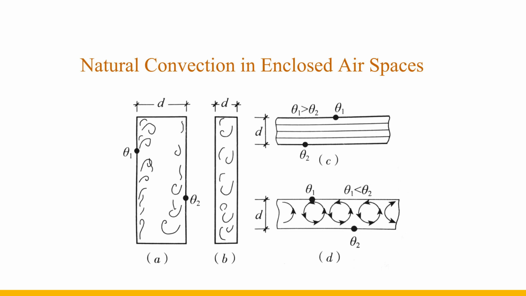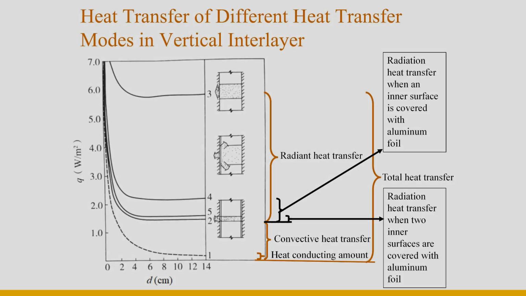Figure C shows that the hot surface is above and the cold surface is below, and no convection is formed in the interlayer. Figure D shows that the hot surface is below and the cold surface is above. The hot air rises and the cold air sinks, forming natural convection, and the natural convection heat transfer is the strongest among several interlayers. The radiative heat transfer through the interlayer is related to the emissivity of the surface material of the interlayer and the average temperature of the interlayer.